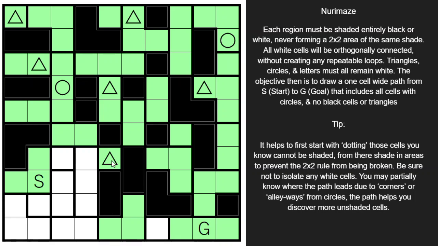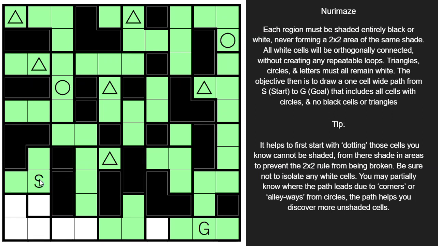Now this triangle is isolated. We can't block it out, so we have to create an escape path for it. That's created a little elbow here, which we need to shade in. This is a 2-cell region next to 2 unshaded cells, so we have to make it the opposite color. Otherwise, it'd be a 2x2 area.